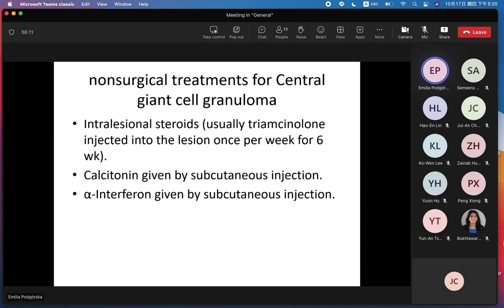Non-surgical treatments for central giant cell granuloma. We have intralesional steroids, usually triamcinolone, injected into the lesion once per week for 6 weeks. Calcitonin given by a subcutaneous injection, or alpha interferon given by subcutaneous injection.